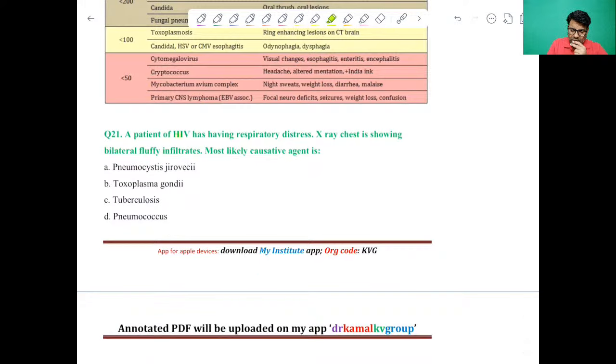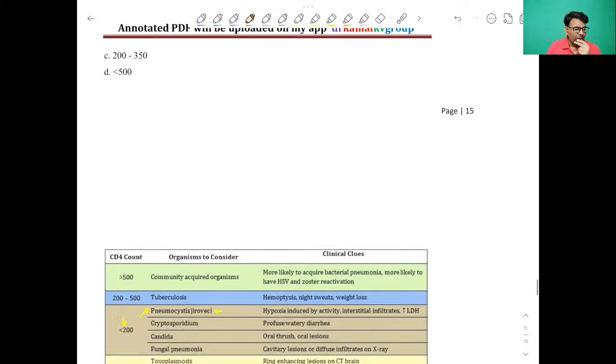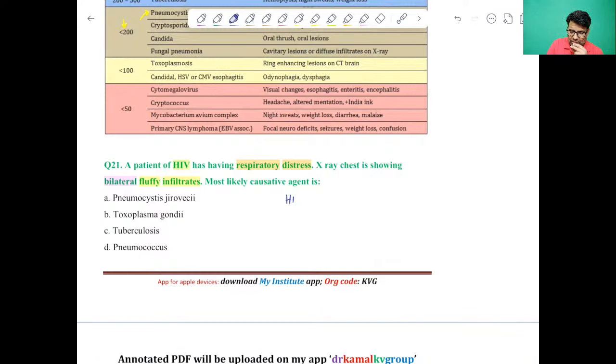Now, a patient of HIV is having respiratory distress, and when the chest X-ray was done, it shows bilateral fluffy infiltrates. What can be the causative organism? Yes, Dr. Dia, you are absolutely right, less than 200. So, the moment you have this HIV, bilateral, clear, infiltrates.